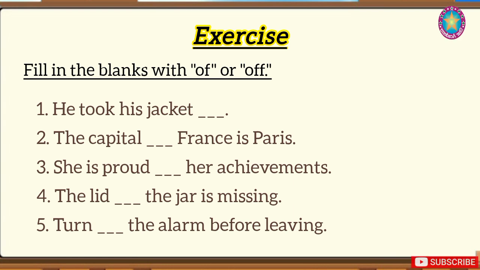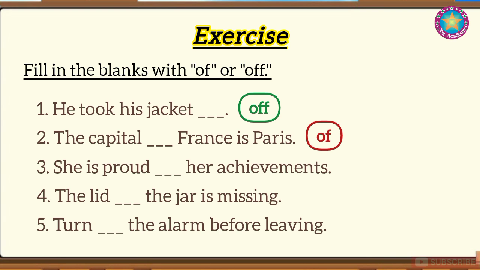He took his jacket off. Here, off indicates removing the jacket. In the second sentence, the capital of France is Paris. Here, of shows the relationship between Paris and France.